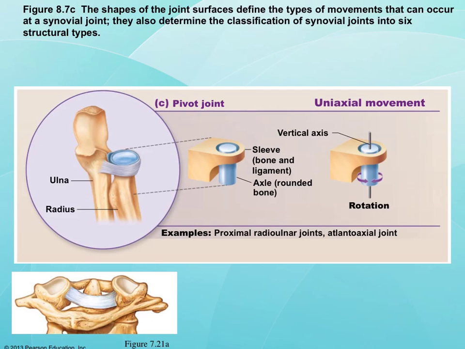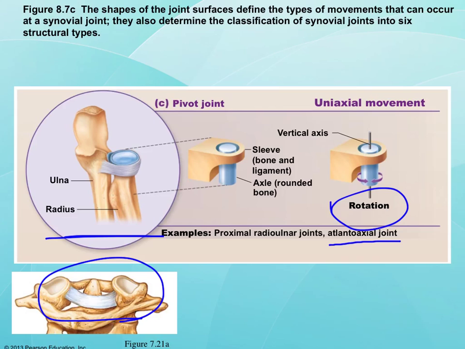Pivot joints allow rotation, as between the ulna and radius, and also between C1 and C2 here, the atlas and axis. So when you shake your head and say no, you're using this atlantoaxial joint, and your C1 just rotates along the dens of the C2. That kind of joint is called a pivot joint, and this movement is a uniaxial movement.